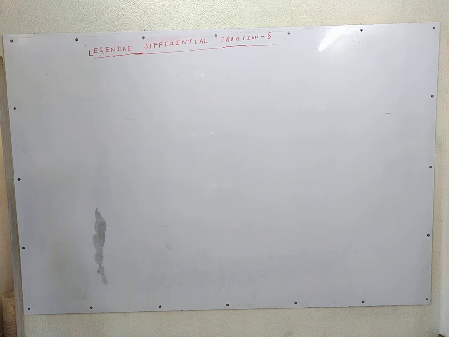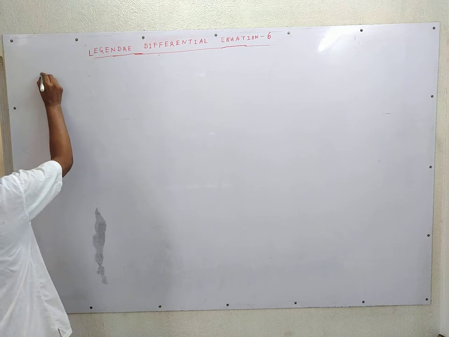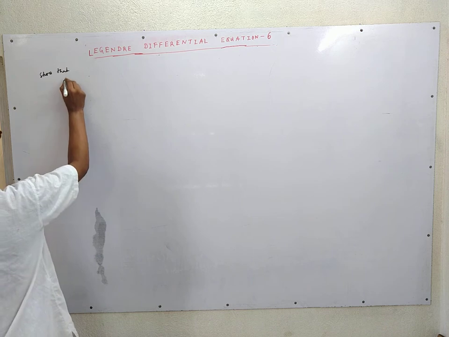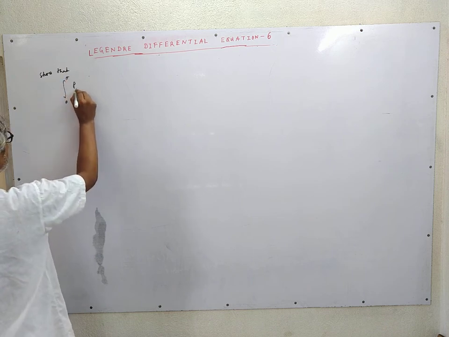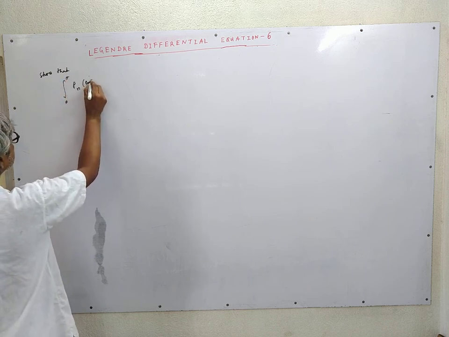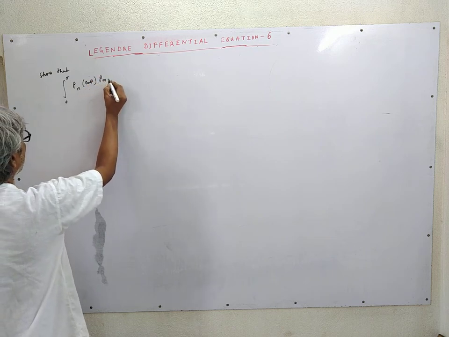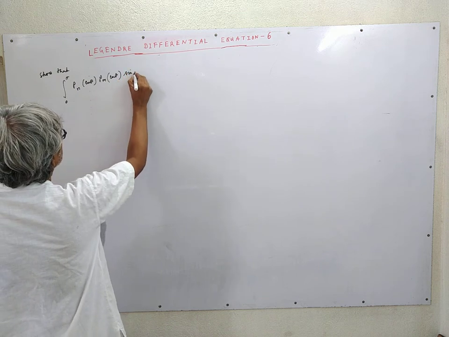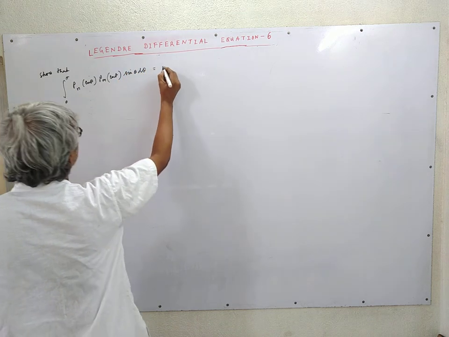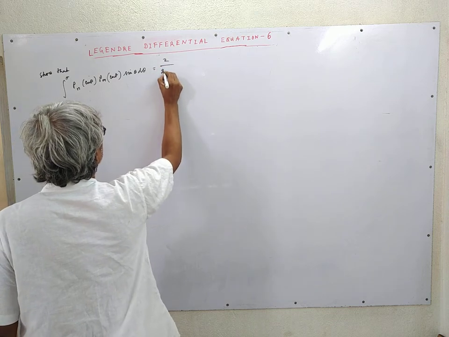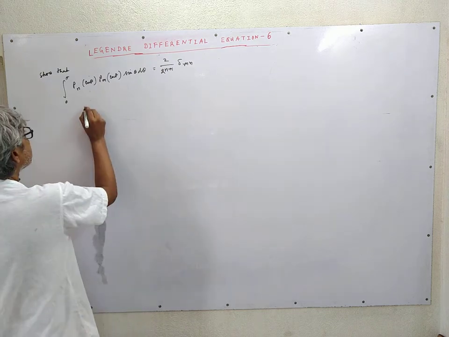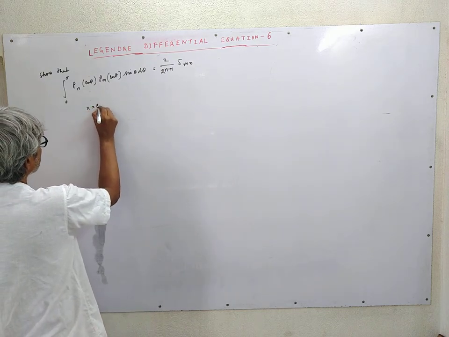We shall consider a few problems on Legendre polynomials. The first problem is: show that the integration from 0 to pi of Pn of cos theta, Pm of cos theta, sin theta d theta is equal to 2 upon 2n plus 1 delta mn. Let us substitute x is equal to cos theta.